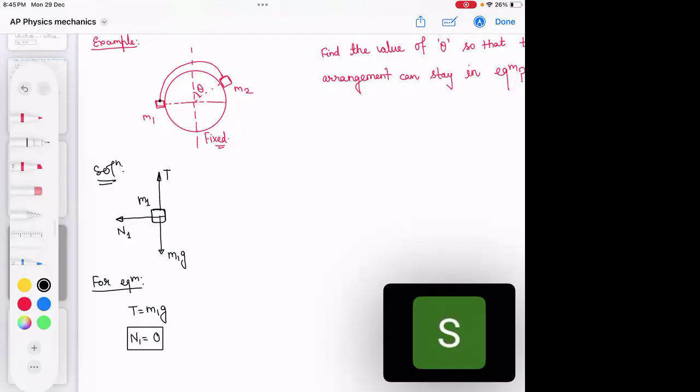Whenever we calculate the value, and we get the value of normal as 0, or let's say by chance I am getting it as negative, what does that mean? There is no contact between the two bodies. So whenever two bodies leave their contact, the normal between them becomes 0.